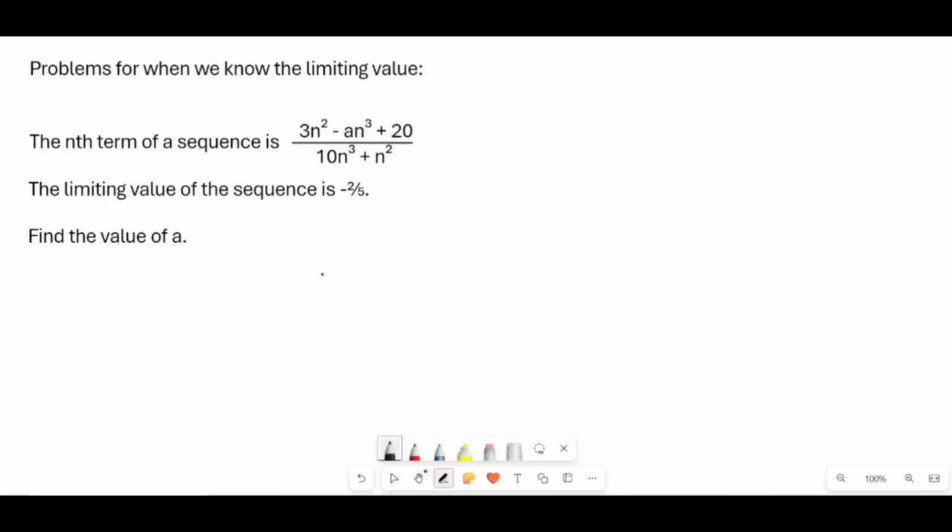This one's a little bit more complicated, but we're going to go about it in just the same way. So we're going to see that the highest power for both of these is n cubed. Ignore everything else. And so from this, we can gather that minus an cubed over 10n cubed is equal to minus 2/5. And like last time, I'm just going to take away the n cubed.